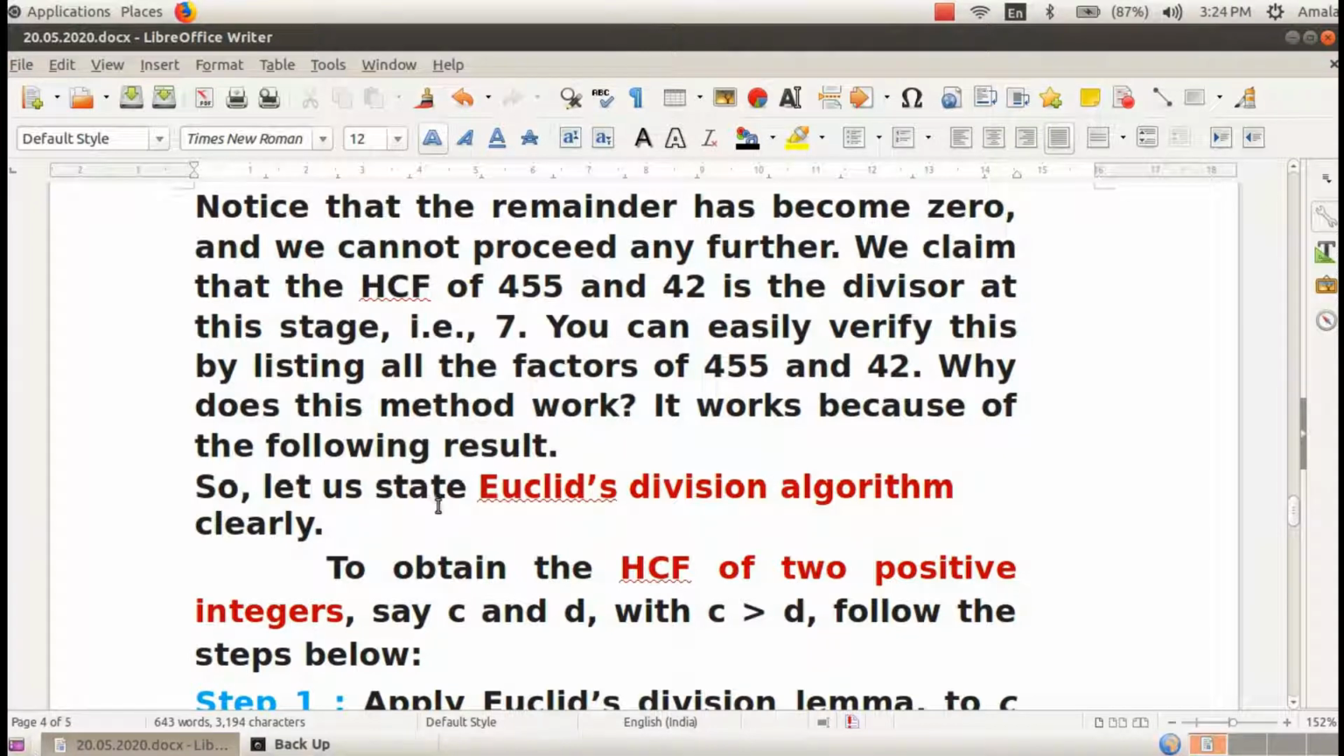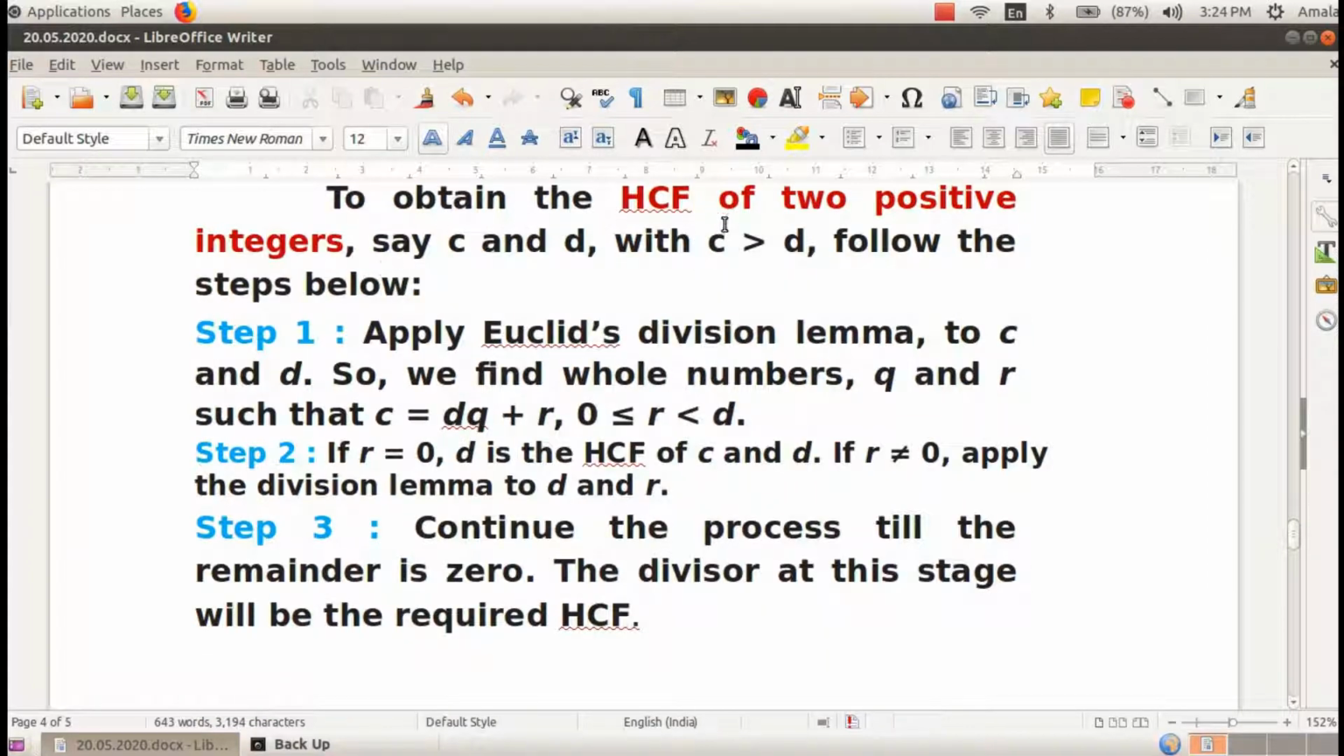So let us state Euclid's division algorithm clearly. To obtain the HCF of two positive integers, say C and D, with C greater than D, follow the steps below. The first step is to apply Euclid's division lemma to C and D. So we find whole numbers Q and R such that C equals DQ plus R, where 0 is less than or equal to R, and R is less than D.